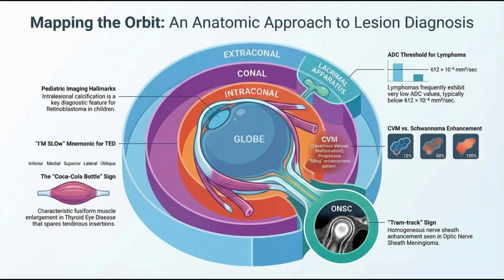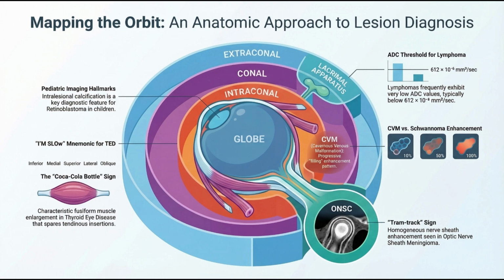Mm-hmm. We usually tend to think of the body in terms of these broad, overlapping systems, like the nervous system or the circulatory system. Right. But the microgeography of the orbit is incredibly rigidly structured. The borders matter. And those borders, those structures, are exactly what we are exploring today.